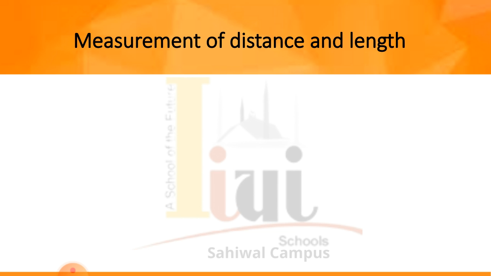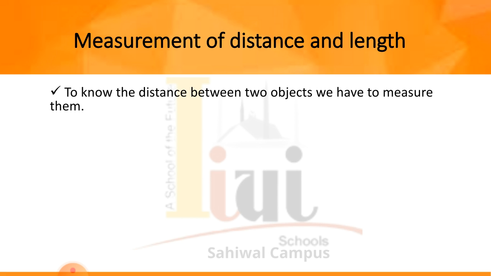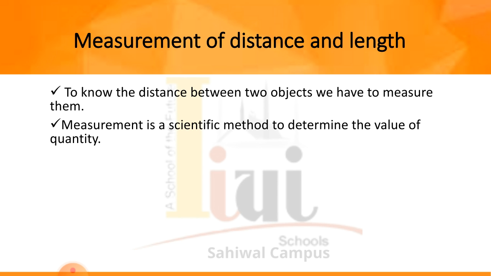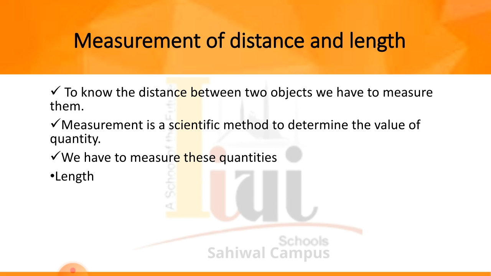Measurement of distance and length. To know the distance between two objects, we have to measure the distance. Measurement is a scientific method to determine the value of a quantity. So basically, measurement is a scientific method by which we determine the value of the quantity, and we know how we have to measure the distance and length. We have to measure quantities, for example, length, mass, temperature, and time.